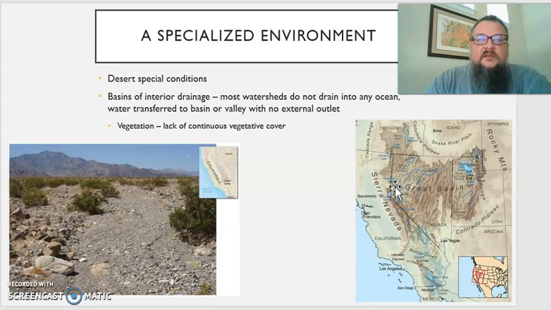So in a lot of these areas of interior drainage, you'll have these low points and valleys that fill up with water every time it rains, but most of the time they don't have any water in them. A lot of times those valleys will end up being covered up with a layer of salt from all of the water that has evaporated from every time it rains.